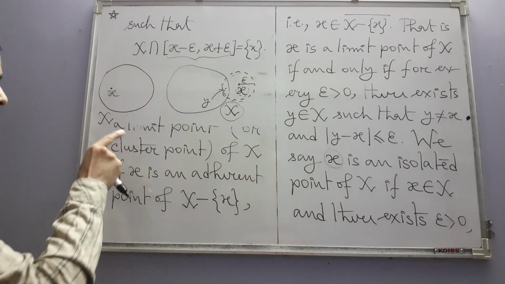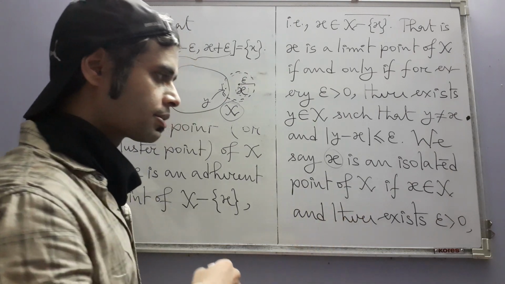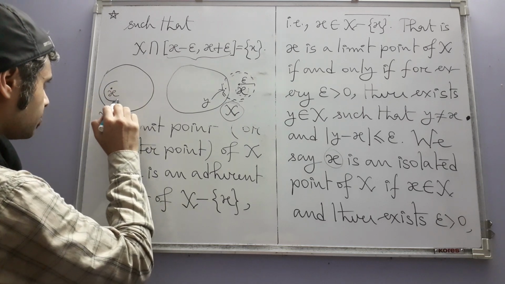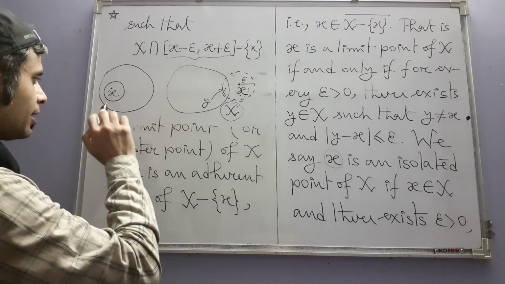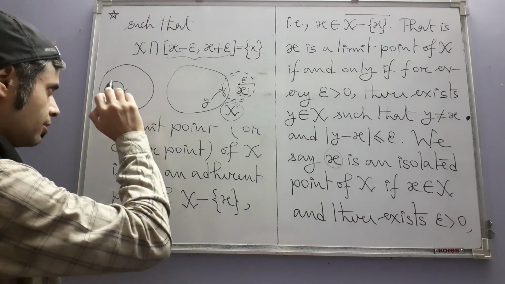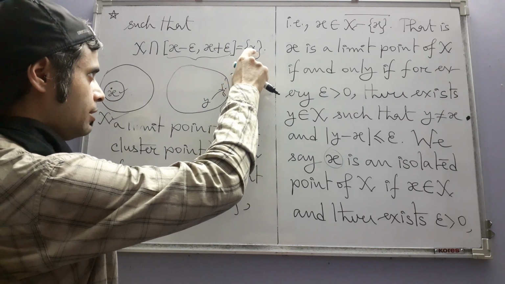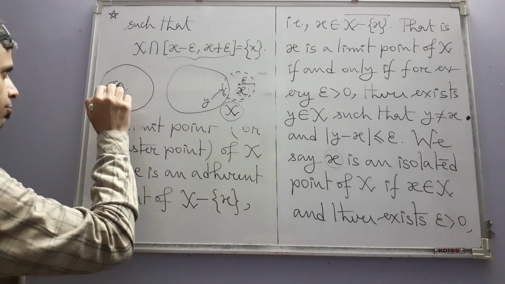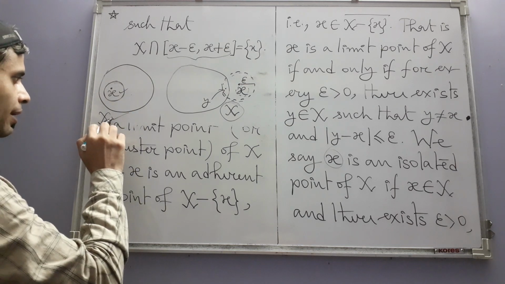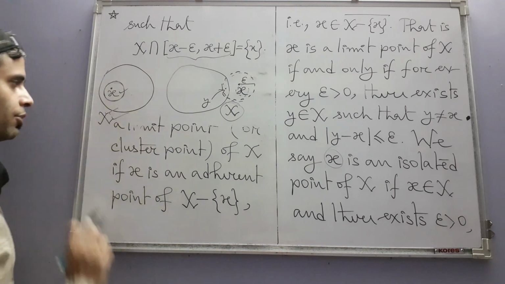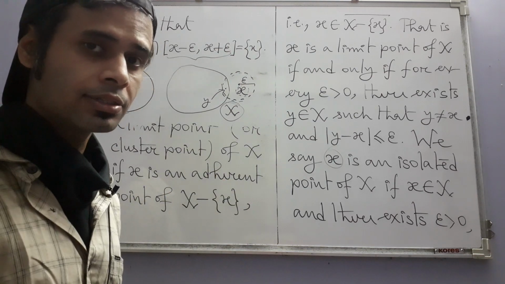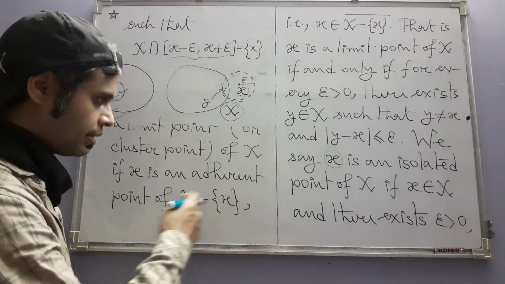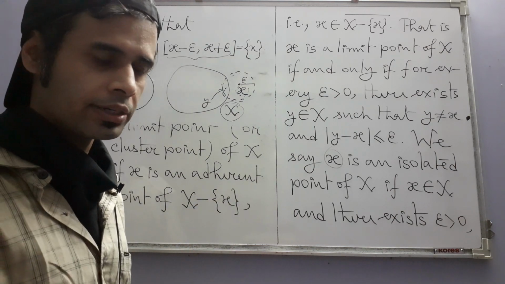So here in case of an isolated point, there exists a region, at least one region around x, so that if you consider the intersection of X and that region, then that intersection is the singleton set consisting of x only. In other words, within this region there is nothing from X other than the point x itself. That's why it is isolated, it's alone. Okay, the name also suggests that. So that is the difference between a limit point and an isolated point.